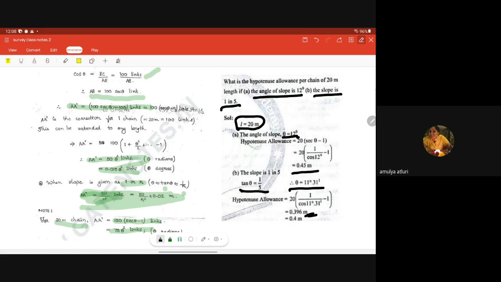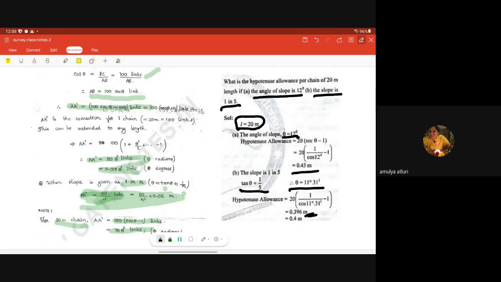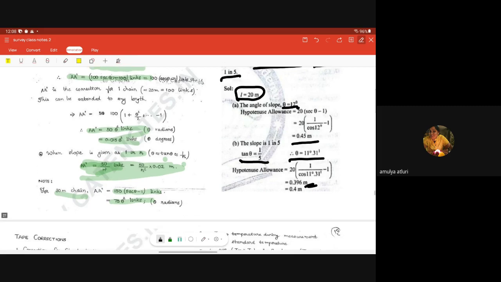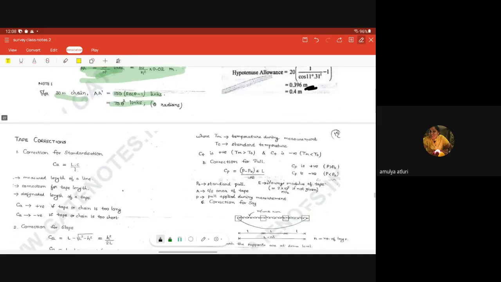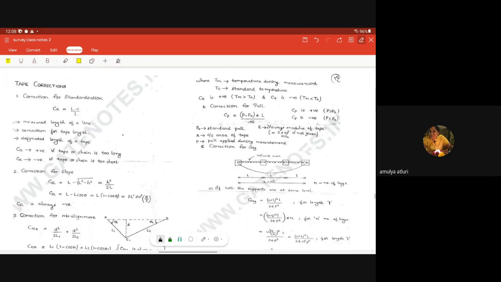So what is the thing we need to do? The measured length plus this hypotenuse allowance we need to check if you are going with the total survey. So this is the hypotenuse error. Till here we have completed the errors due to chain. In linear measurement, linear measurements can be done with the help of chain or tape, right? So we dealt with chain. Now we consider tape.